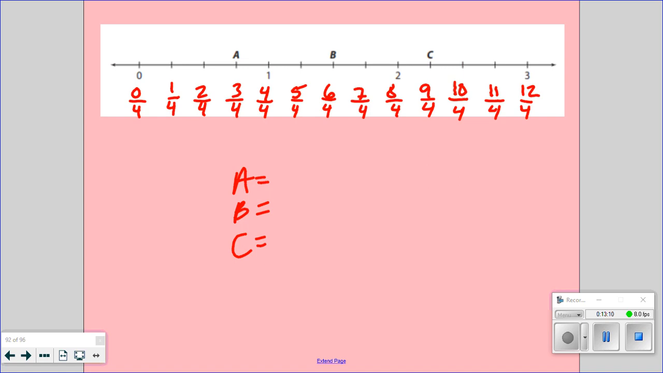Lydia, come right with my marker. What is A worth on this number line? I have A equals, write the fraction. Try not to put your hand on the board because it's not going to work very well. Lydia says A is worth 3/4. Is she correct? Yes, she is. There you go.